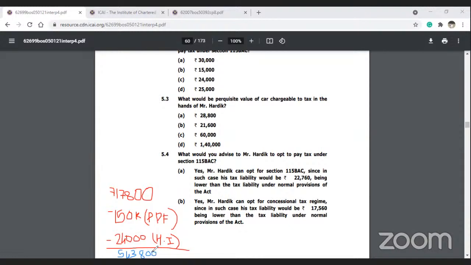So tax is 21,260 plus 4% का cess. नहीं, मेरा 4% करके 22,110. 22,110 मेरा भी है. बराबर. Tax is how much? 22,110. Okay. This is as per normal.